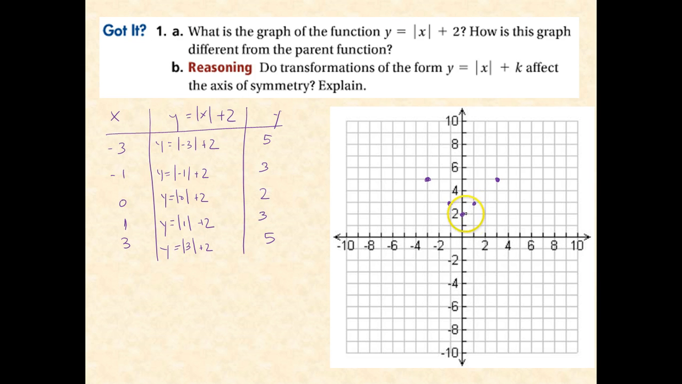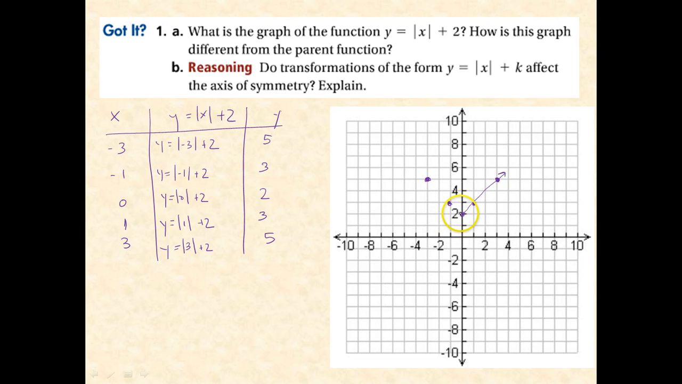So basically we get the same V shape, but we just have the vertex. Whoa. It's kind of hard to draw with this thing. So close. There we go. And now you know why I usually just have lines drawn in my PowerPoint.